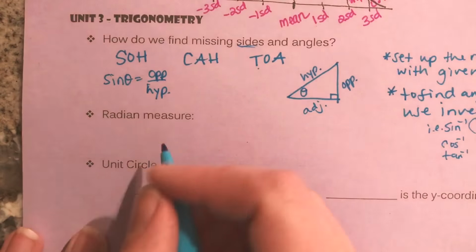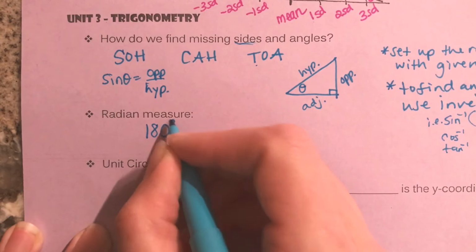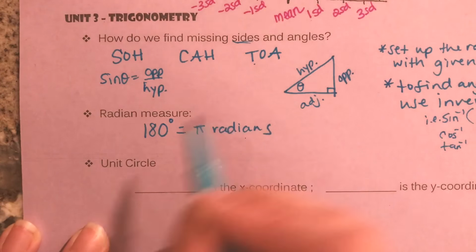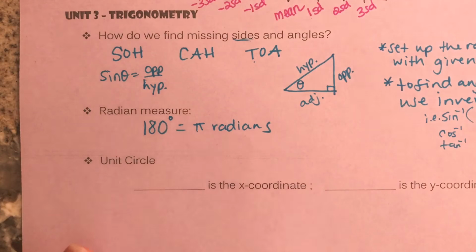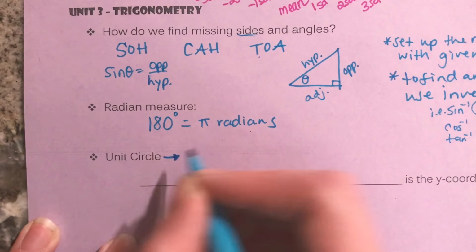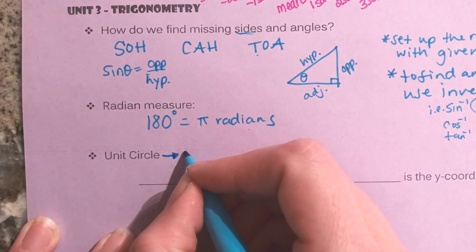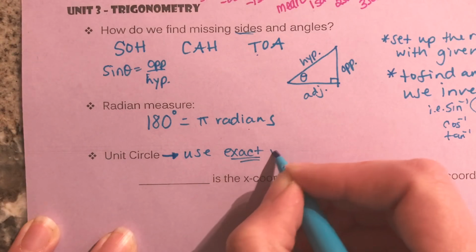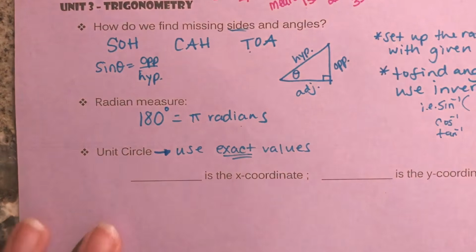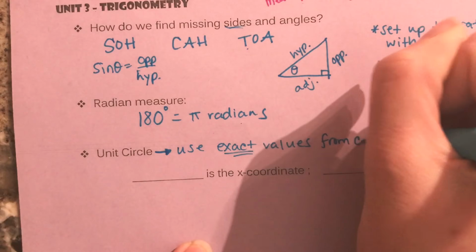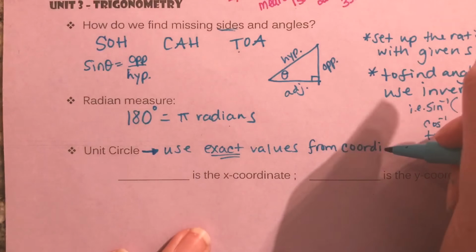For radians, we had our conversion as 180 degrees is pi radians, which was half of our circle. And we can find our radian measures on our unit circle for our special angles. So our unit circle is going to give us exact values. That means not in decimal form, but actually with the square root, so square root of 3 over 2. And it comes from the coordinates that you see on the unit circle.